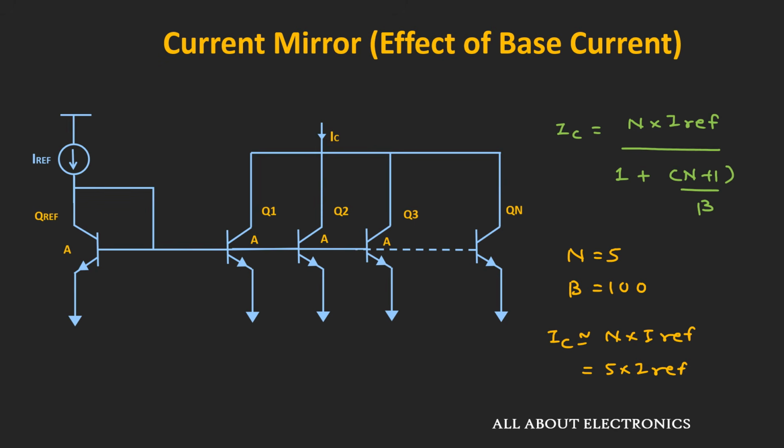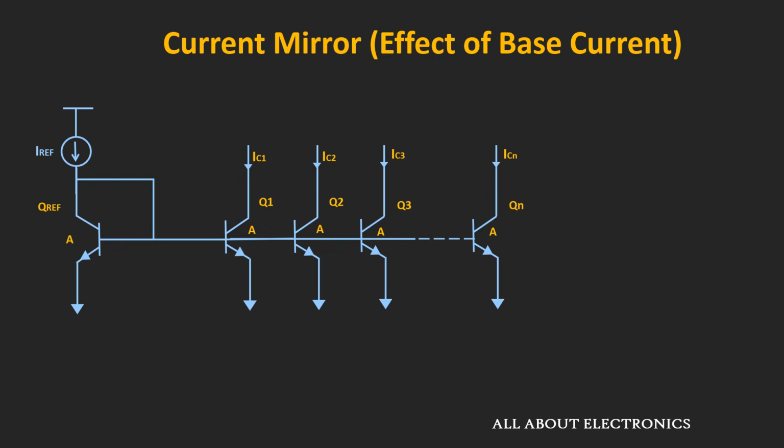But as the value of n increases, there will be an error in the approximation. Similarly, in this case also, as we have seen, this collector current IC is equal to I reference divided by 1 plus n plus 1 divided by beta. So as the value of n increases, this collector current IC would be less than the I reference, and the error in the approximation increases. That means here we cannot increase the value of n indefinitely.